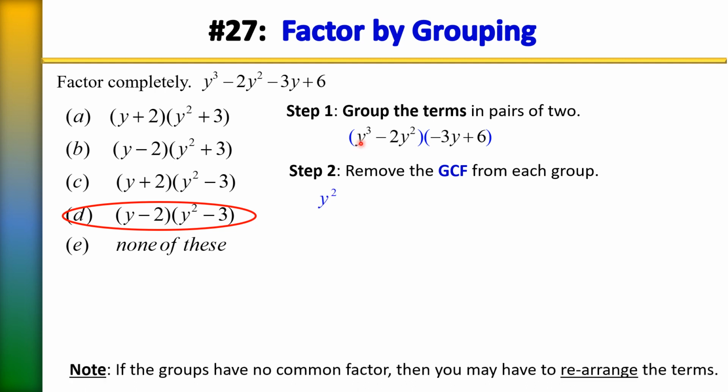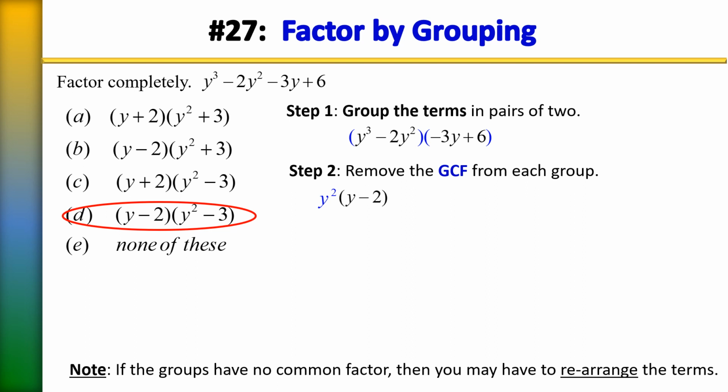So what is left of this term when you take 2 y's out? Well, you have 1 y left. When you take 2 y's from this term, well, you would have the negative 2 that's left. So GCF on the outside, and then you would write what's left in parentheses.